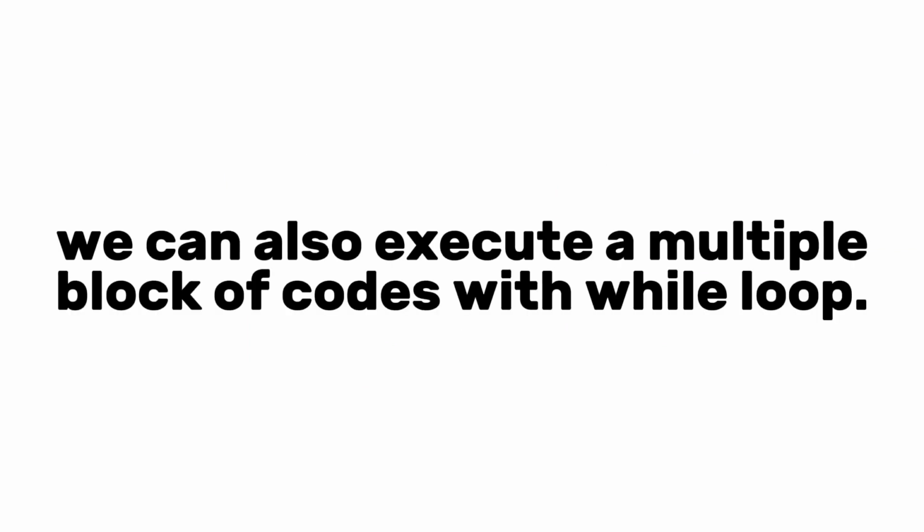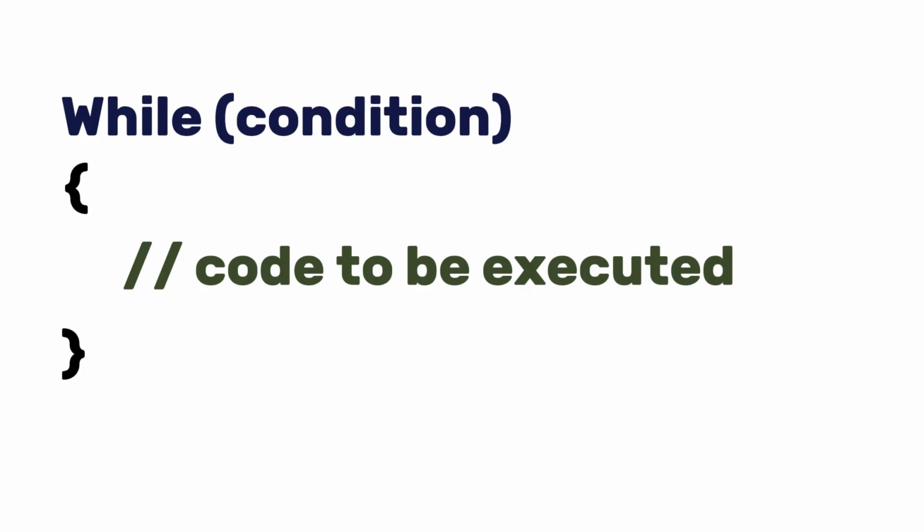To further your knowledge in creating a repetitive structure, we are now going to learn how to do a while loop. Just like with for loop, we can also execute a multiple block of codes with while loop. Start learning the syntax of while loop to easily understand how to execute. While, parenthesis, condition. Curly bracket, code to be executed. Curly bracket.